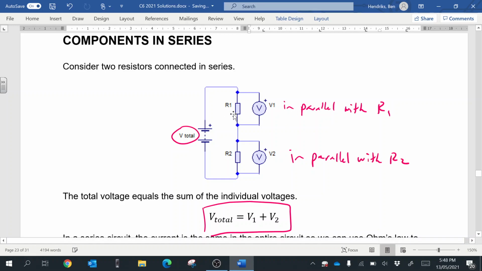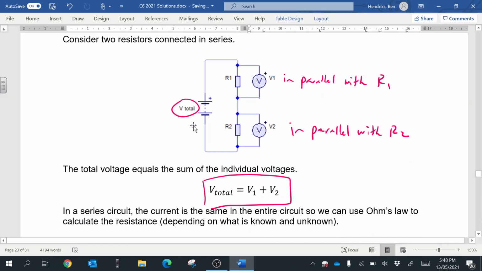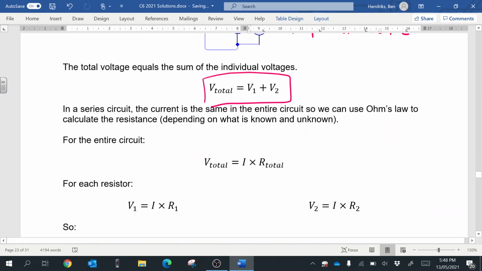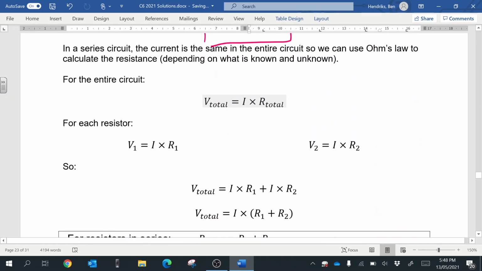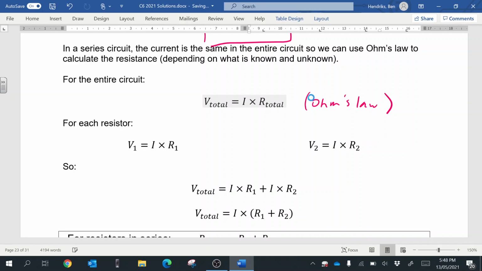Okay, so you got those two voltages there, and the total voltage is equal to the voltage supplied to the circuit by the battery, and it's equal to V1 plus V2. So for the entire circuit, Ohm's law holds. So this is Ohm's law, and Ohm's law also holds for each resistor as well.